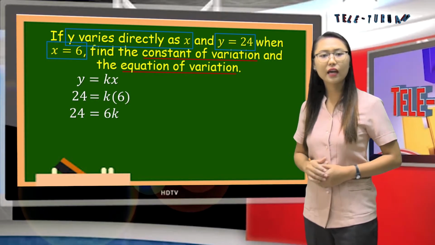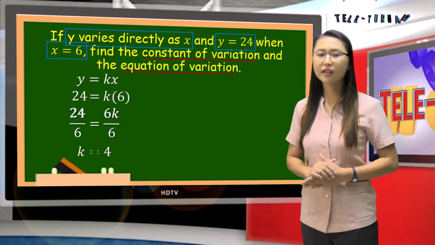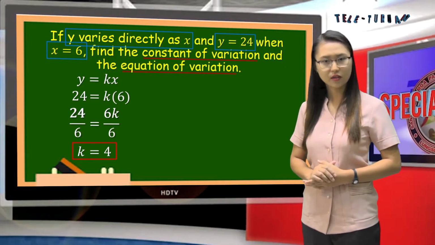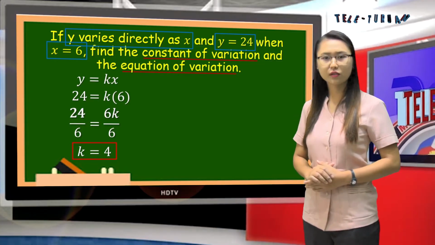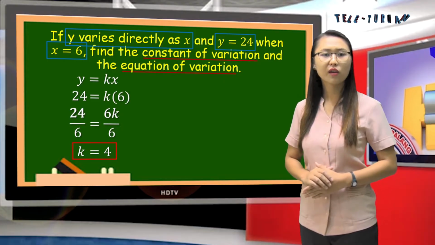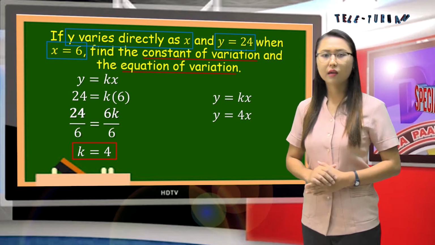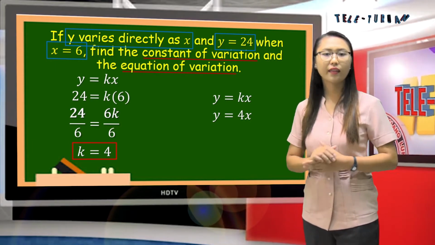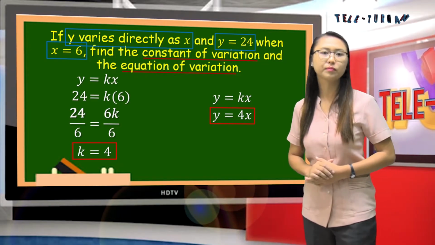To solve for k, let us divide both sides of the equation by 6. K now is equal to 4. That is the constant of variation. Next, let us solve for the equation of variation. All we have to do is to substitute the value of k on the equation y is equal to kx. We now have y is equal to 4x. The constant of variation is 4 and the equation of variation is y is equal to 4x.